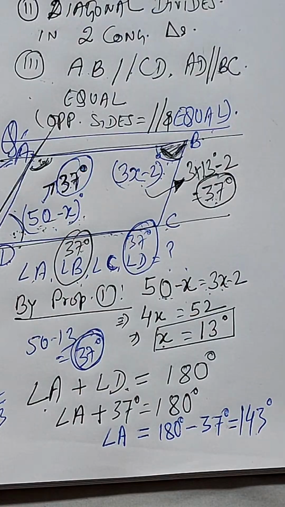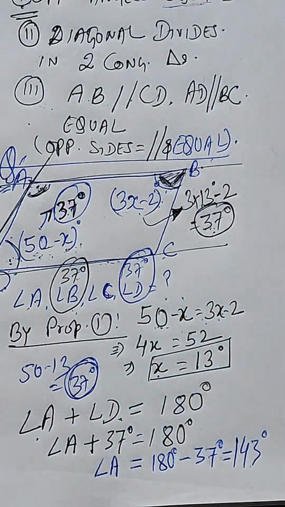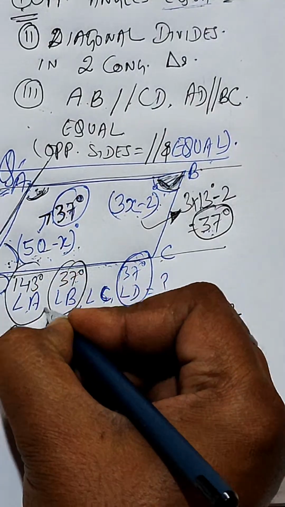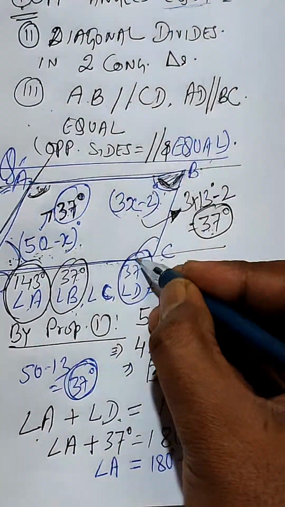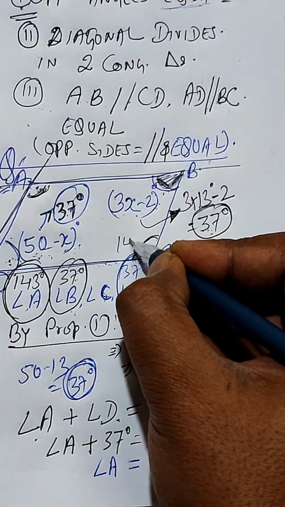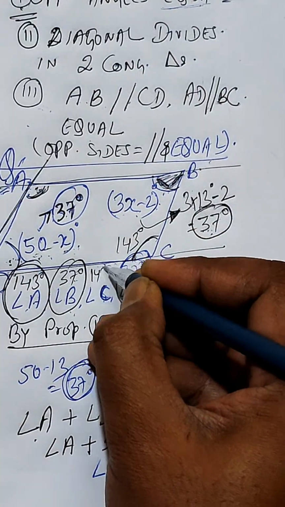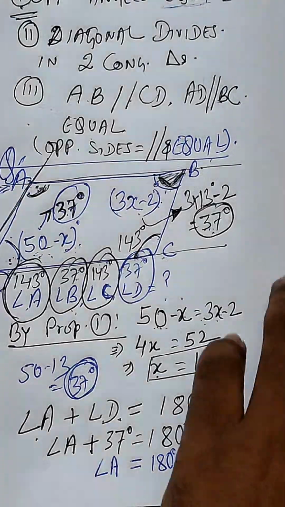So we can write angle A as 143 degree, this one. So angle A is calculated as 143 degree. Since the opposite angles of a parallelogram are equal, we can also say angle C is also equal to 143 degree, right? This is also equal to 143 degree. So we have calculated all the four angles of this parallelogram, right?